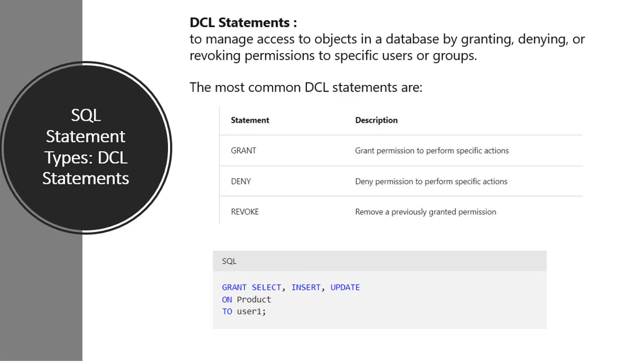User can use these commands on product table. So permission is granted. If suppose I want to deny permission, insert permission, in that case deny insert on product to user one. Only one permission will be removed. Right? If suppose I want to remove all the granted permission, in that case revoke. Right? So these are DCL commands.